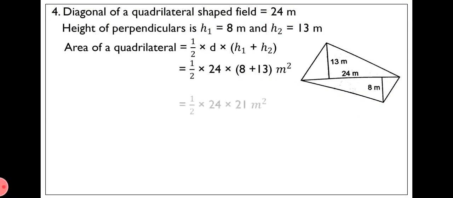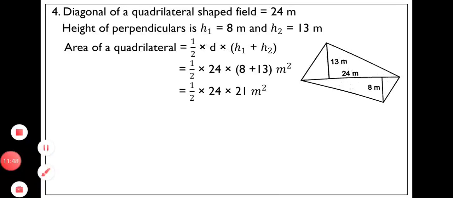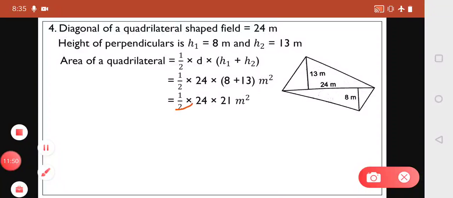So we will get equal to, here if you are not cutting also you can keep as it is, you can cut in the next step. That is 8 plus 13, so we will get half into 24 into 21 meter square. So we will cut here. If you want to cut up also you can cut, but in this step cutting is better.